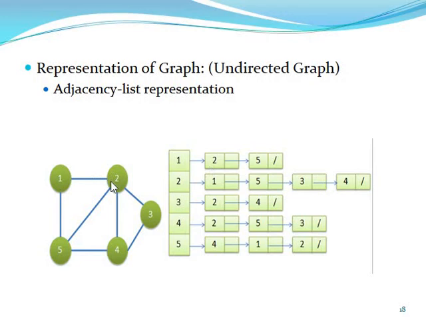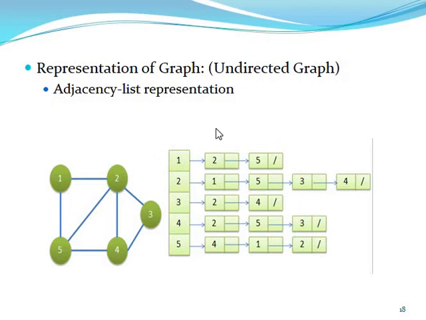Now second, 2 is connected to 1, also 3, 4 and 5, so you have seen here 1, 5, 3, 4 for the undirected graph. Now 3 is connected to 2 and 4, so you have seen 2 and 4. Now 4 is connected to 5, 2 and 3, so you have seen 2, 5 and 3. Then 5 is connected to 1, 4 and 2, so you have seen 4, 1 and 2, which represents the particular graph in the undirected list representation.